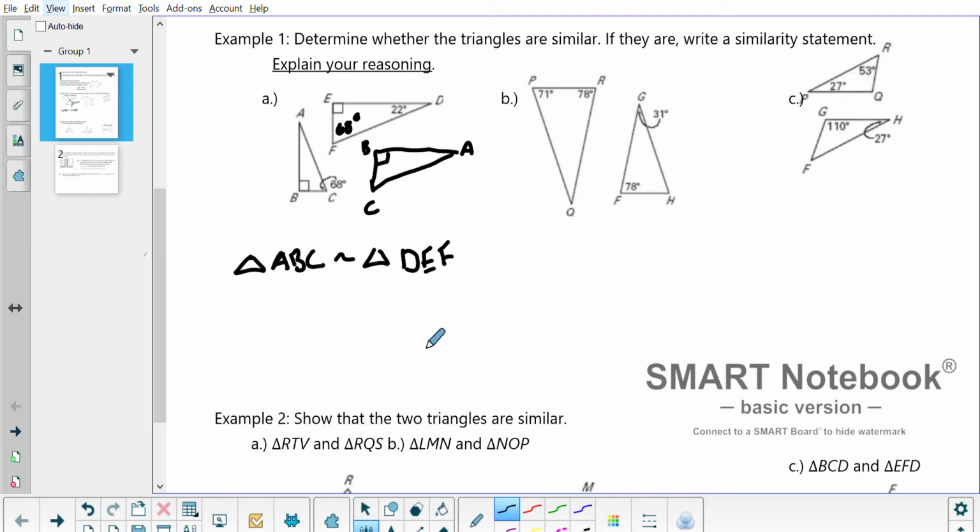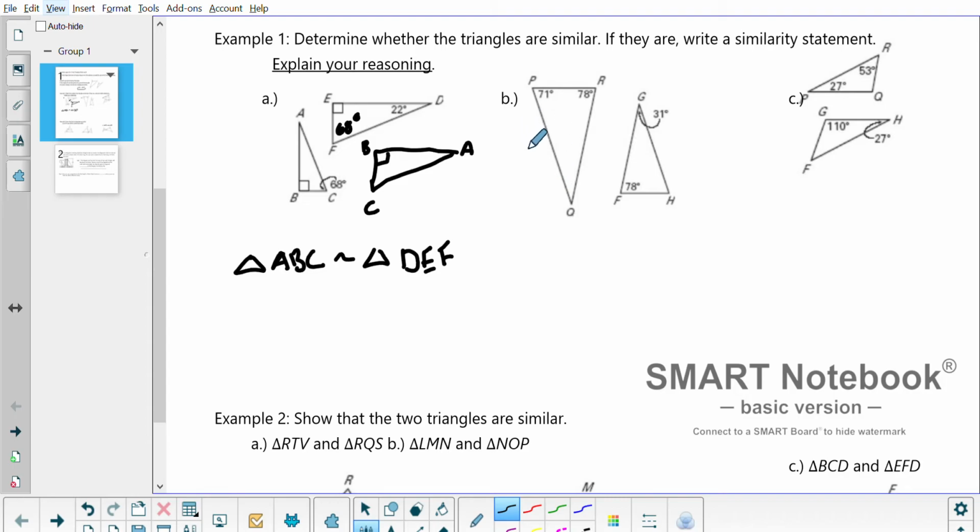So why don't you go ahead and pause this now and run through B and C. And when you're finished, go ahead and hit the play button again, and I'll walk through quickly what your triangle similarity would be for B and C.